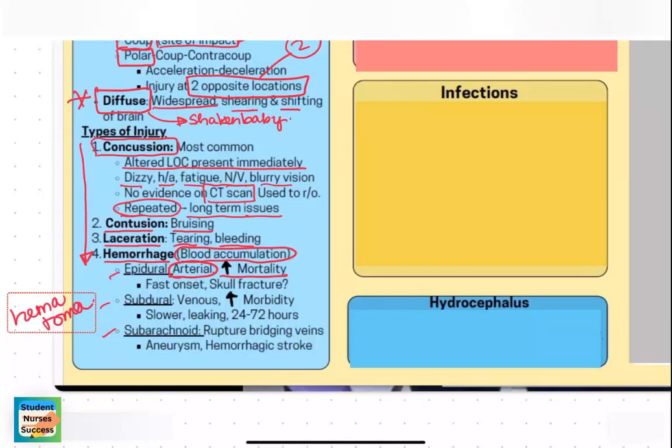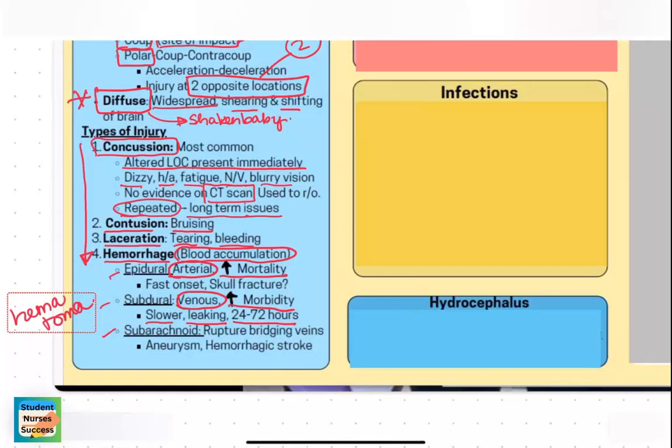A subdural hematoma is a venous bleed. We see increased morbidity with those. So the problem with a subdural hematoma is it's a little slower, it's more of a leaking, and it develops over the course of 24 to 72 hours. So the symptom onset is longer. It takes longer to develop symptoms, and they may be missed more commonly.